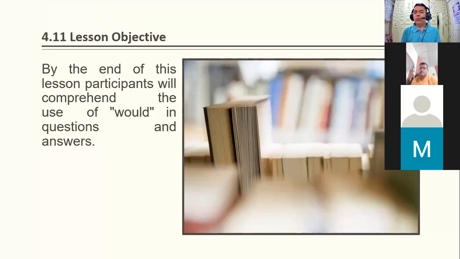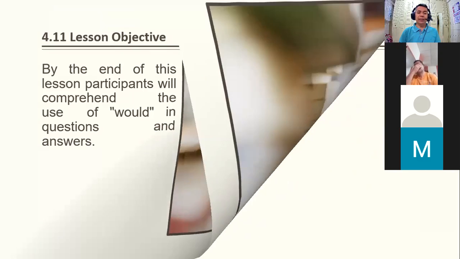Especially we use would when we want to make an invitation, right? Invitation. Would you like to eat some tacos? Would you like to eat some pupusas? Would you like to eat some nuegados with chilate? Would you like to drink some chuco with pan francés? Okay, good. It's an invitation, right? So we're going to check this tonight, right?